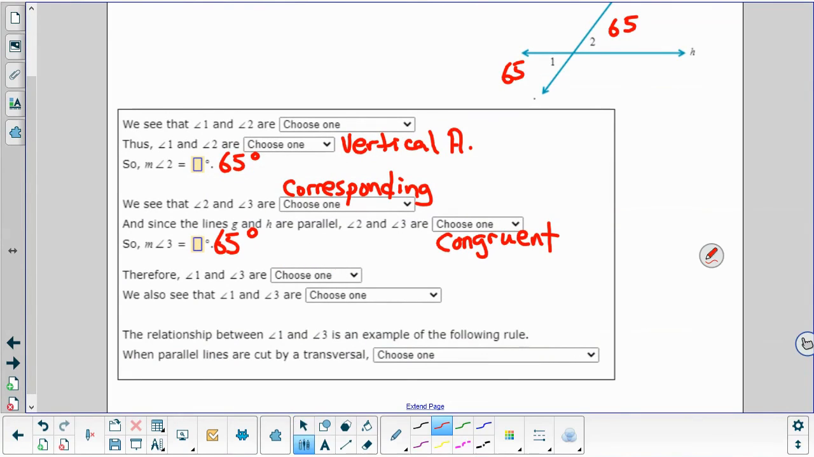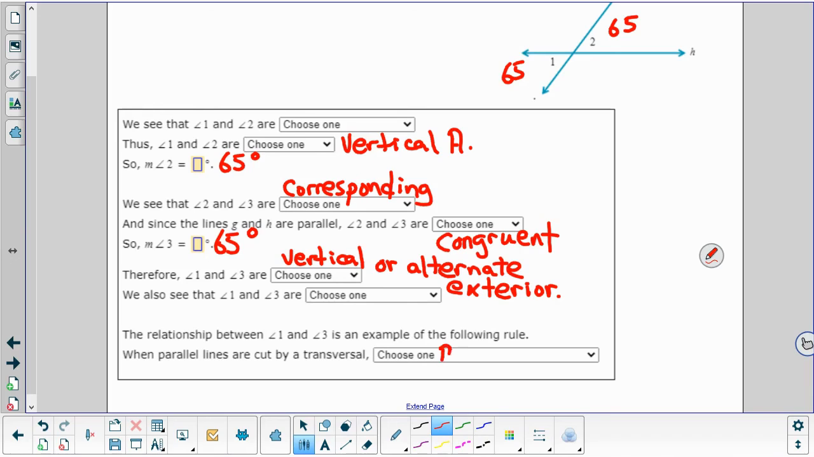So let me fix that real quick. Angles 1 and 3 are in a position which makes them actually vertical angles, if you think about it. So vertical angles or alternate exterior angles. And that makes them congruent. And so if they're congruent, that means they're the same value. That's why I've got the value of 65 written up there so that we can see that they are congruent.